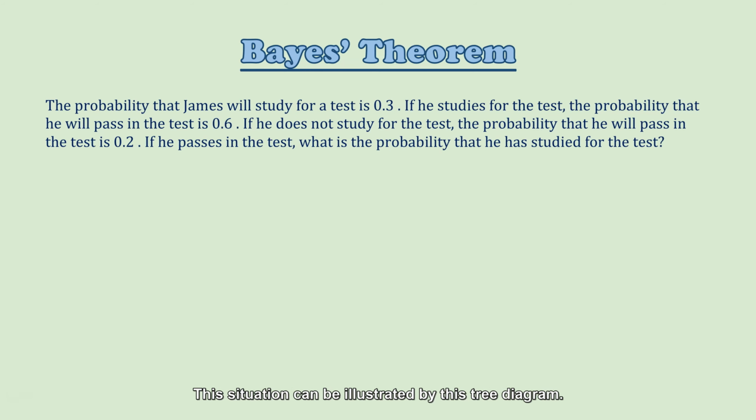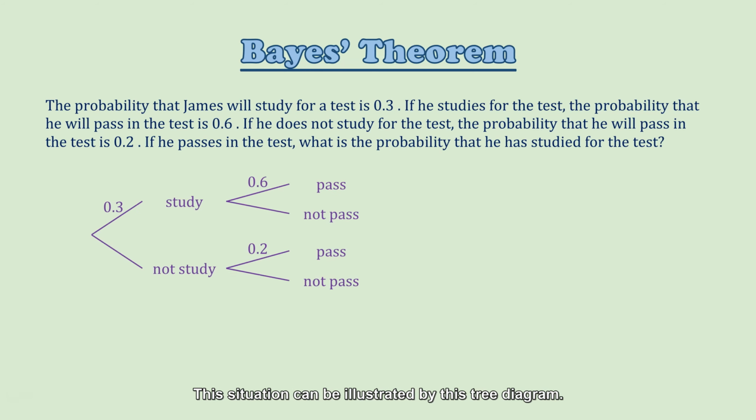This situation can be illustrated by this tree diagram. In the first place, there are two cases, studying or not studying. For these two cases, both can result in an outcome of passing or not passing. And these are the probabilities given by the question. There is a 0.3 chance for James to study. If he studies, there is a 0.6 chance to pass in the test. If he does not study, there is still a 0.2 chance to pass in the test.